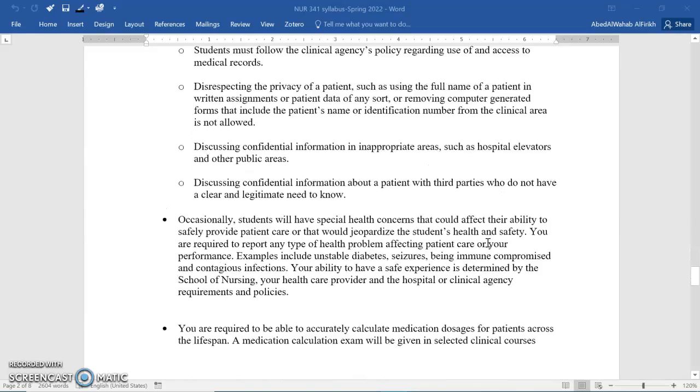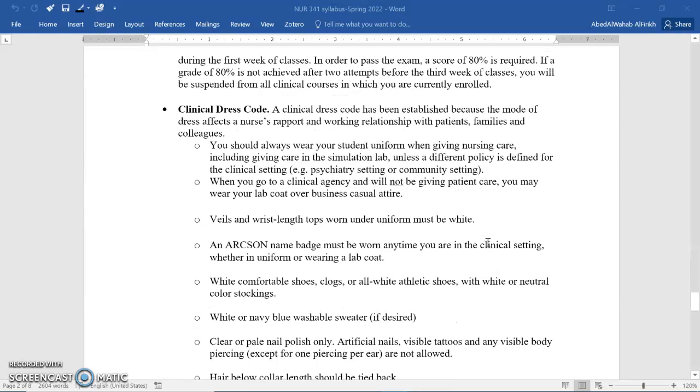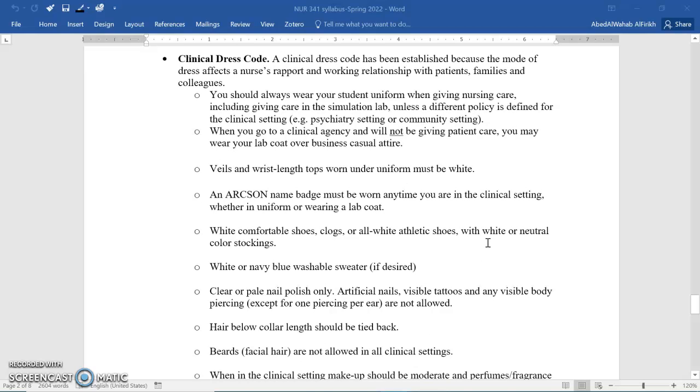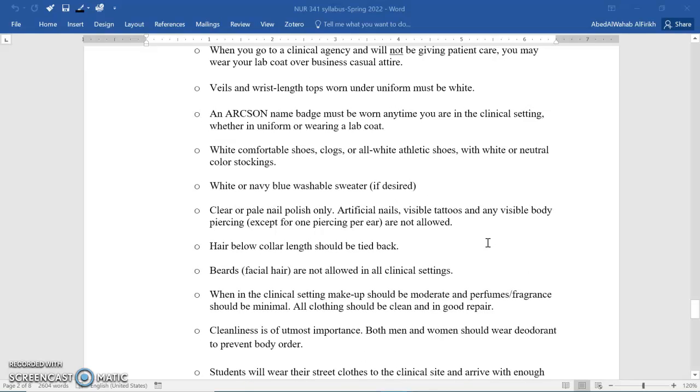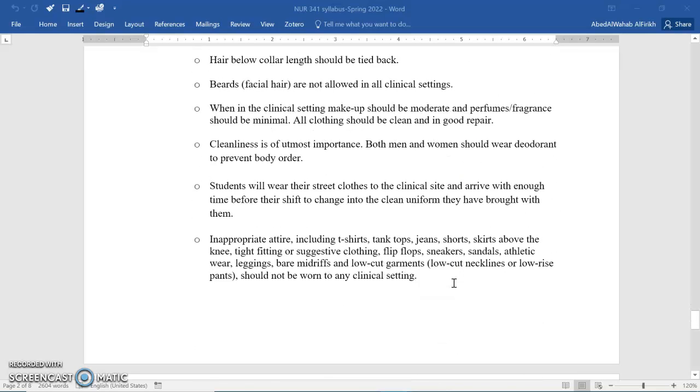I would also like to stress the dress code because, as you know, beards are not allowed in the clinical settings. For females, clear nail polish or follow the hospital policy, artificial nails are not allowed, visible tattoos, the hair should be neat and tied back, and for men, facial hair is not allowed as part of your policy. If you have any further questions, we may follow up with another Q&A session if you would like.